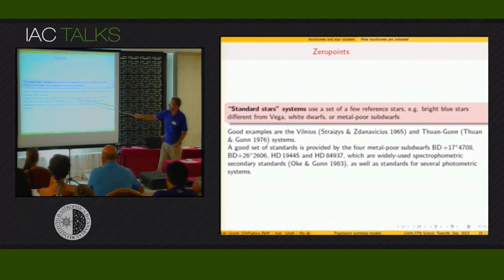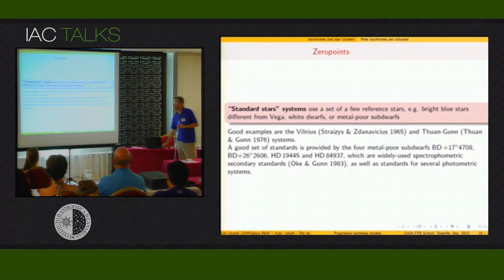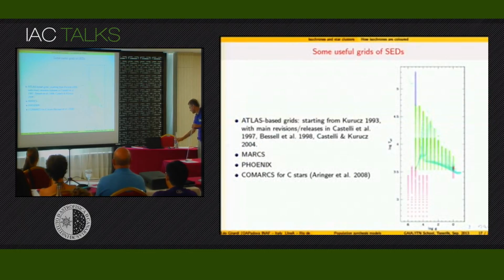So most modern systems are either Vega mags or AB mags. We have also some historical systems, like the Vilnius and Stromgren, which do not use anything like Vega or AB. They are based on the magnitudes of a few standards, like these 4 metal-poor subdwarfs, which were very well calibrated by Oke and Gunn in the past, and then they were used as a reference to the magnitudes of many photometric systems. But now, of course, they have been replaced by other definitions of 0 points.